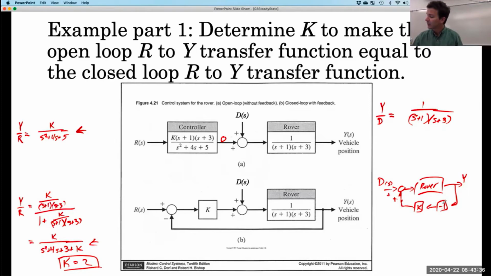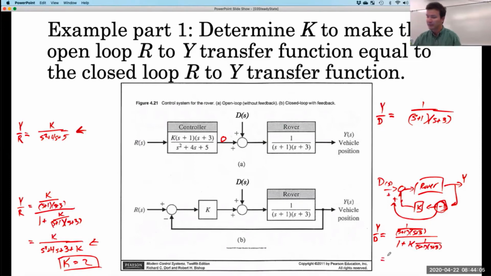So I think the trick I want to pull is I want to move that -1 up there to make this a negative feedback loop. Then I can use our standard feedback loop reduction rules and just say this is the rover transfer function in the forward path over 1 plus k times the rover transfer function in the bottom.